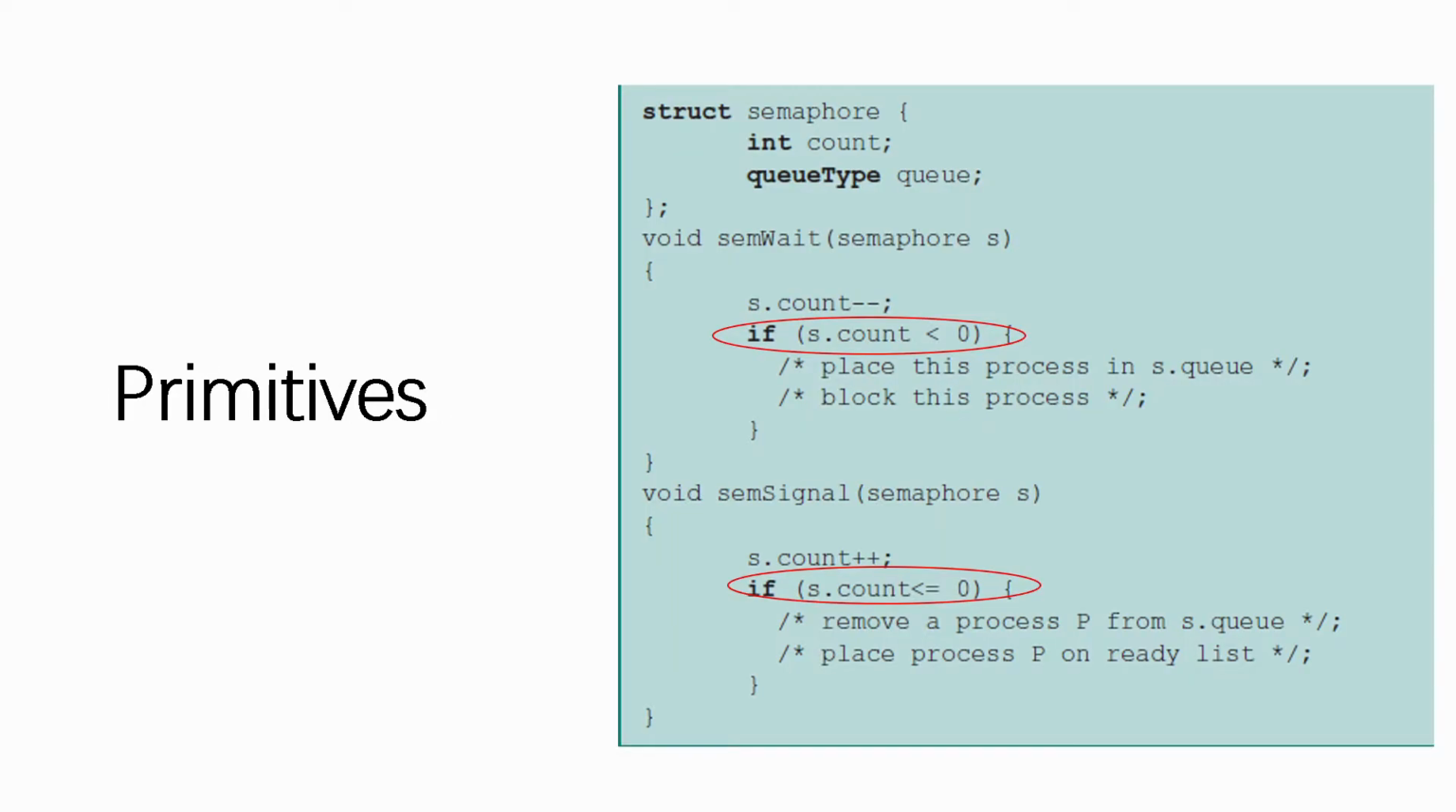This pseudocode shows semaphore primitives. When sem_wait is called, variable s decrements by 1. If s is smaller than 0, the process is put in s.q. When sem_signal is called, variable s increments by 1. If s is smaller than or equal to 0, a process is released from s.q.